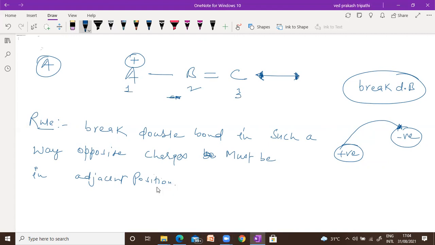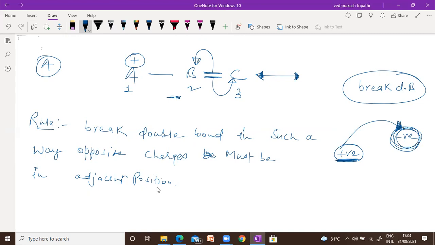So you can break your double bond in two ways. One in this way and one in this way. Means head of arrow on B or head of arrow on C. There are only two possibilities where you can break your double bond. As you can see, head of arrow means negative charge, and tail of arrow means positive charge.